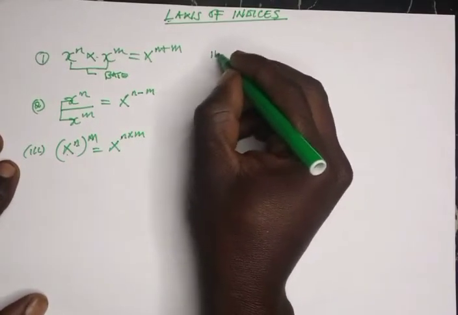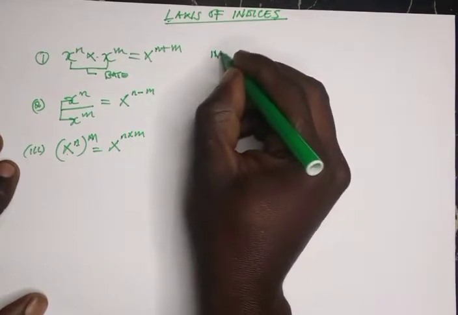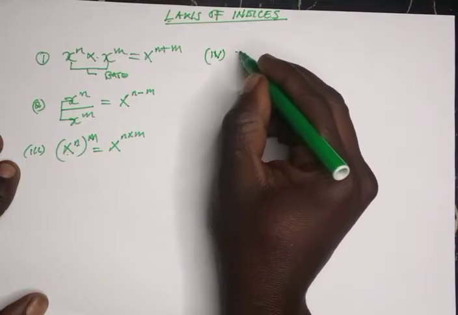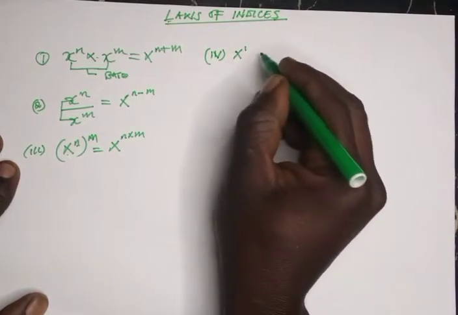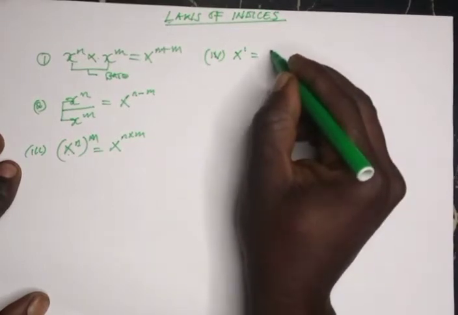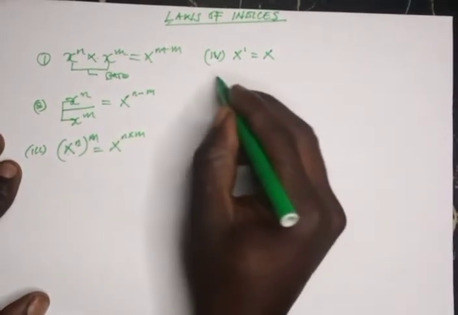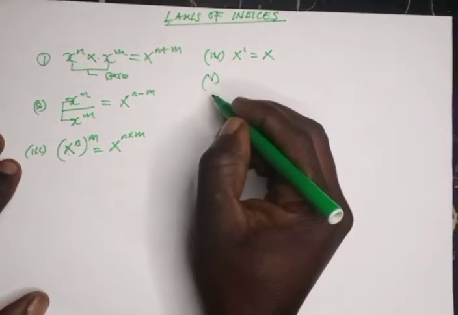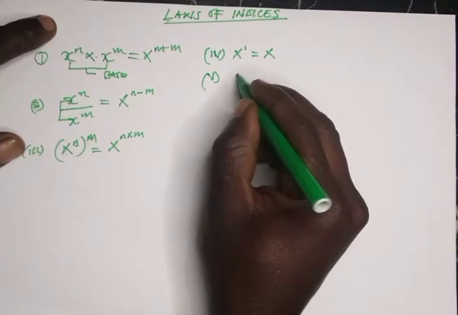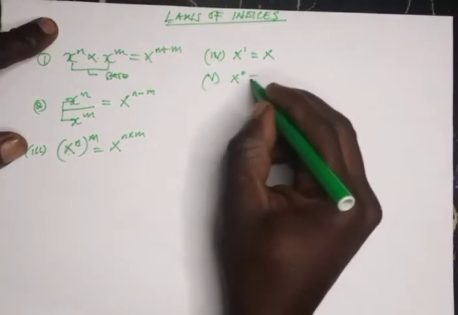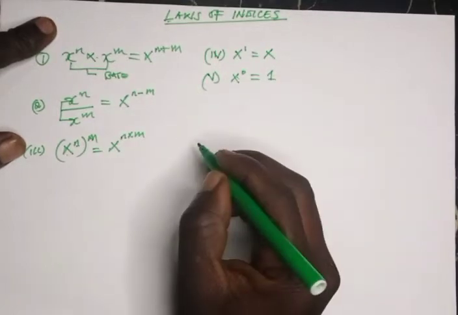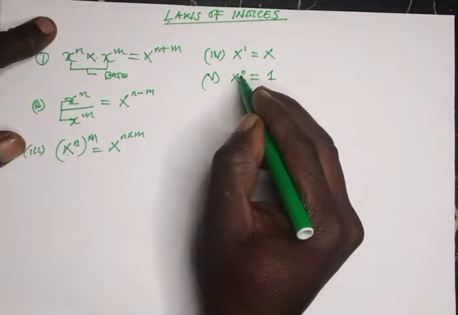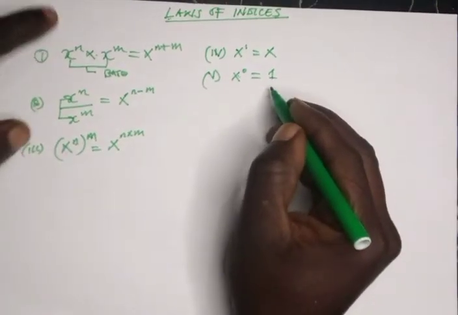Then law number 4. Any number raised to power 1, if we have x power 1, then the answer will be x. Law number 5. Any number raised to power 0 will be equal to 1. Even if you are given 1000 power 0, the answer will be 1.